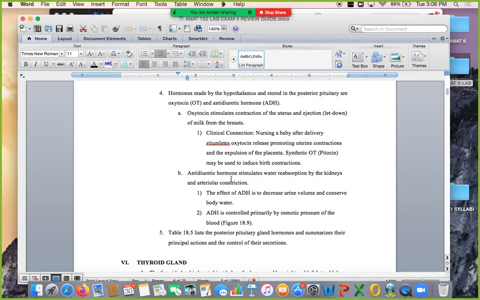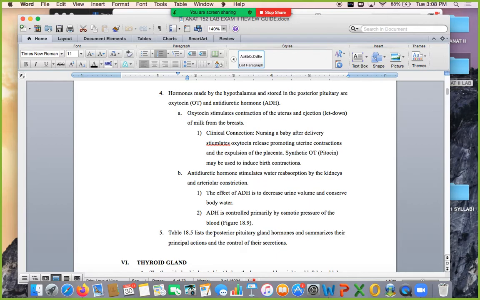And ADH is going to help stimulate water resorption by the kidneys and constriction of the arteries. The idea of ADH is to decrease the urine volume so you can conserve as much body water as possible. So it's an antidiuretic, essentially, and it's controlled almost entirely by the osmotic pressure of the blood. We talked about that as well, and that has to do with the concentration of solutes inside the blood supply, so how aqueous the blood is. Namely, we said that where there is a concentration of salt, water will directly follow. So if you have something that has high salt, water is going to go across the membrane towards the concentration of salts. And we talked about why.